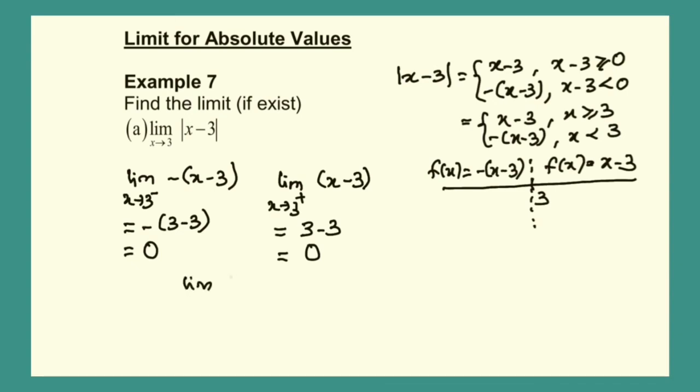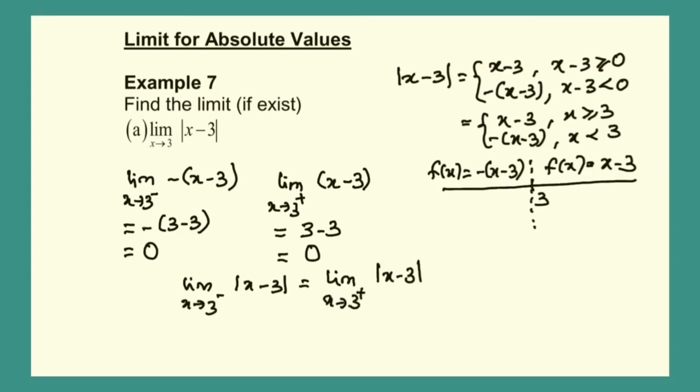Here the limit as x approaches 3 from the left for modulus x minus 3 is equal to the limit of modulus x minus 3 as x approaches 3 from the right. Therefore, the limit of modulus x minus 3 as x approaches 3 is equal to 0.